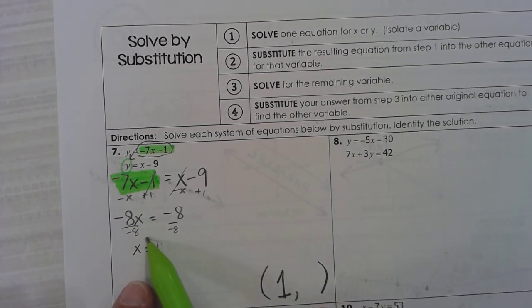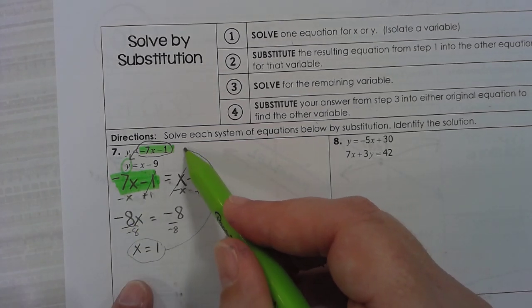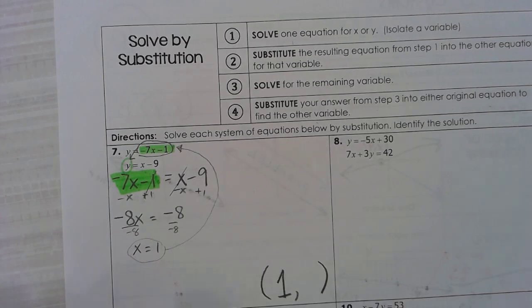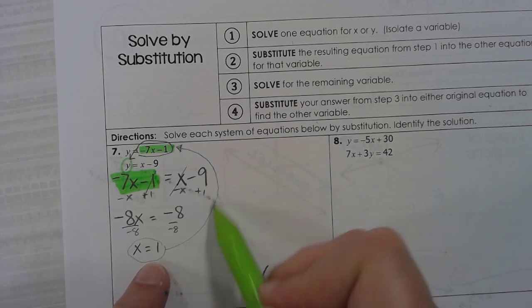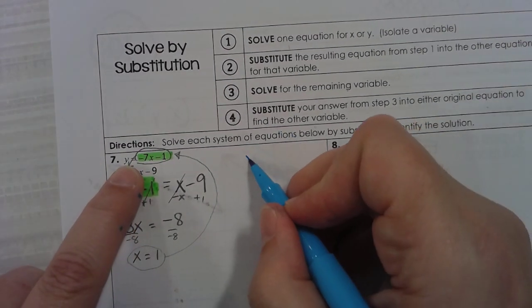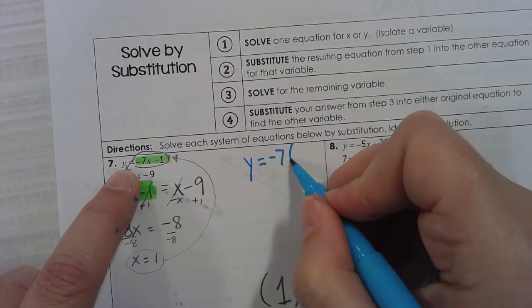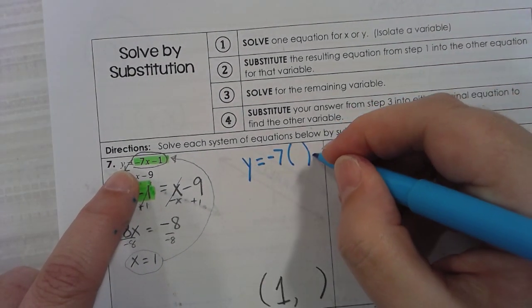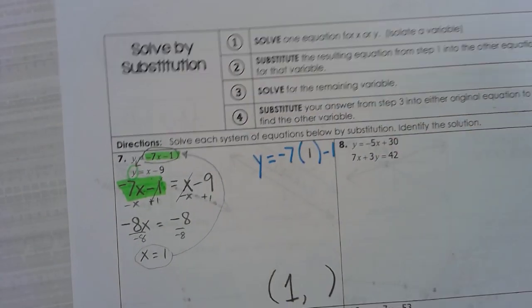So I'm going to take this x as 1, and I'm going to come back up here and put it in, most likely, the one that I had highlighted, or the one that I used to start with. I'm going to put x, which is positive 1, back into this. This equation says y equals negative 7 times whatever x is, take away 1. And what did we just say x was? 1. So I'm just going to stick a 1 right there.